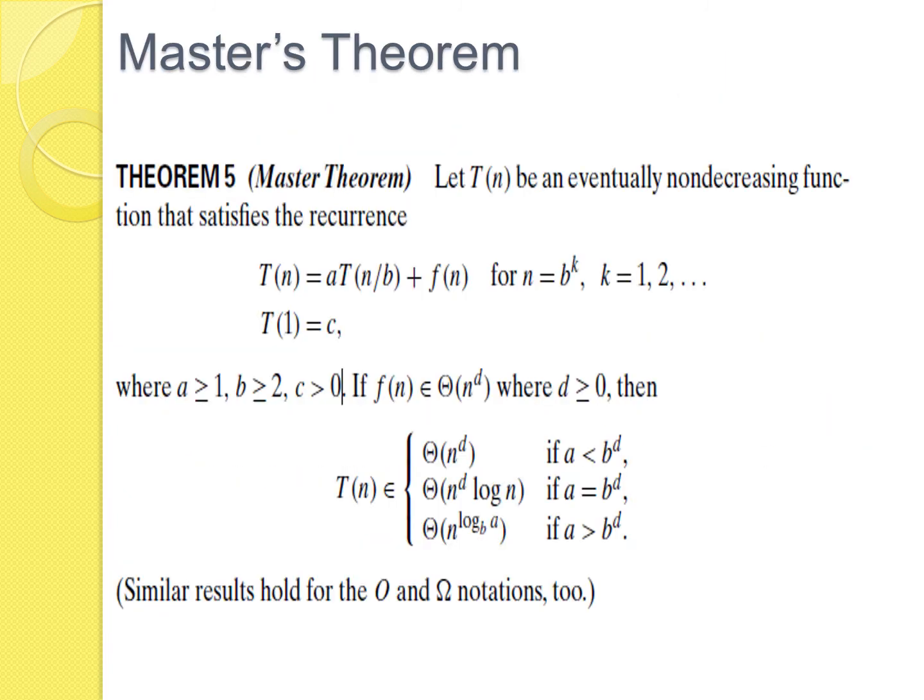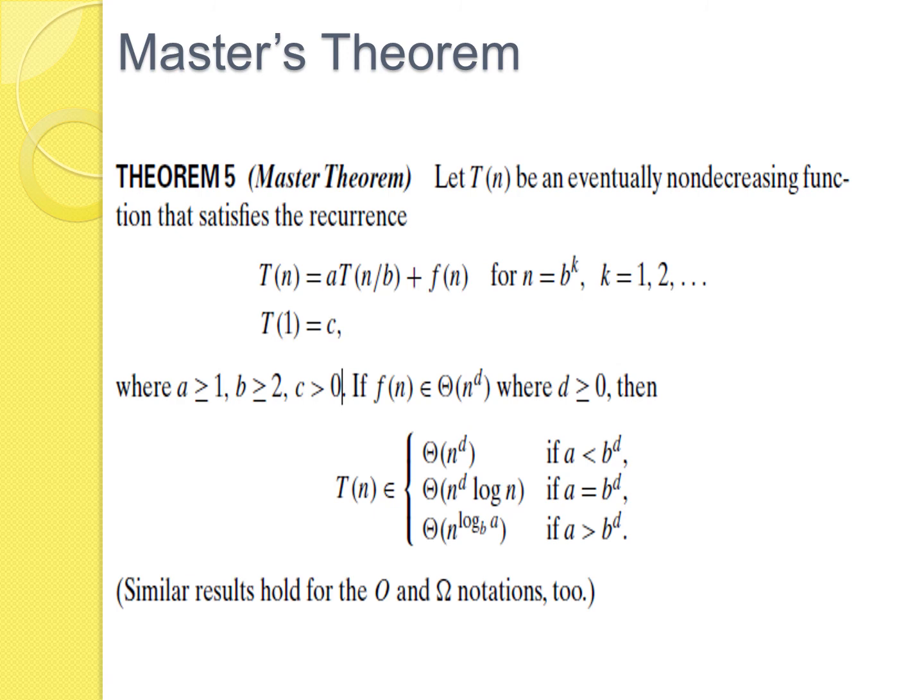Let us solve the nonlinear recurrence relation using the master's theorem. The nonlinear recurrence relation T of n is given as a multiplied by T of n by b plus f of n. For applying the master's theorem, we derive the variable d from the time complexity of f of n, where f of n is an element of theta of n power d.